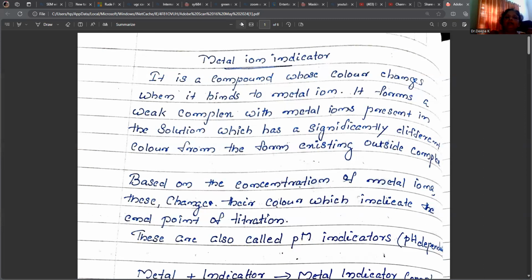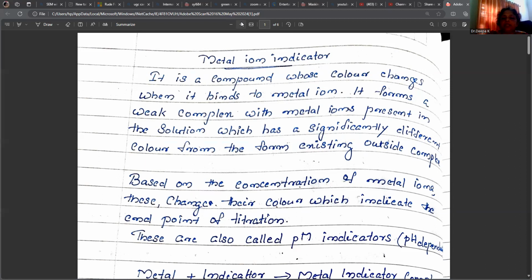It should be noted that they will form only a weak complex with the metal ions present in the solution, which has a significantly different color from the color existing outside the complex. So two points to be noted: the metal ion indicators are compounds which form a very weak complex with the metal ion, and this complex should have a significantly different color from the form existing outside the complex.